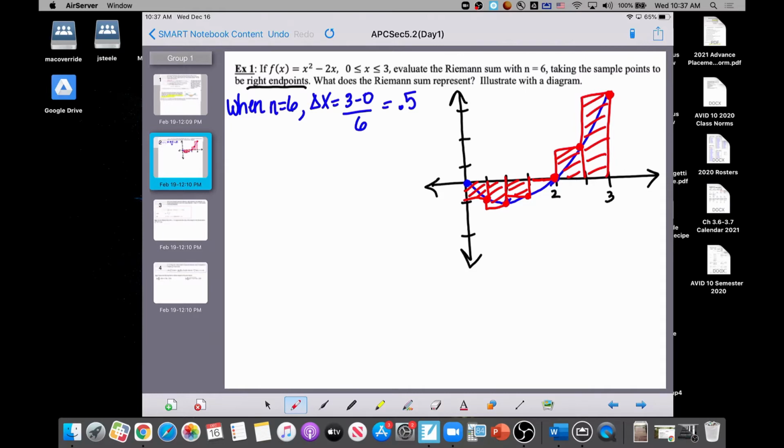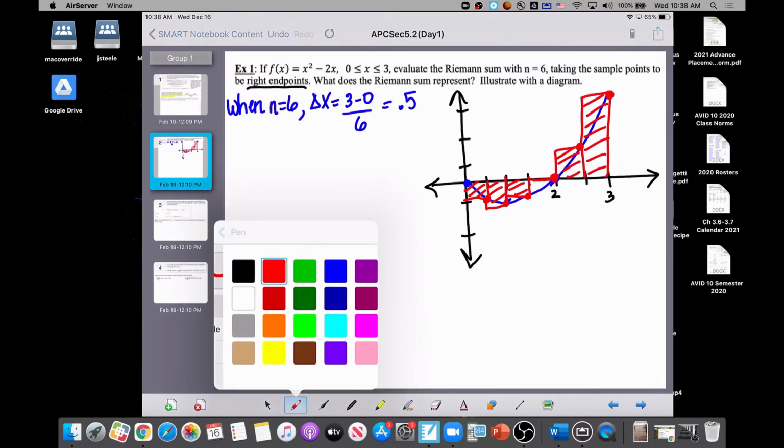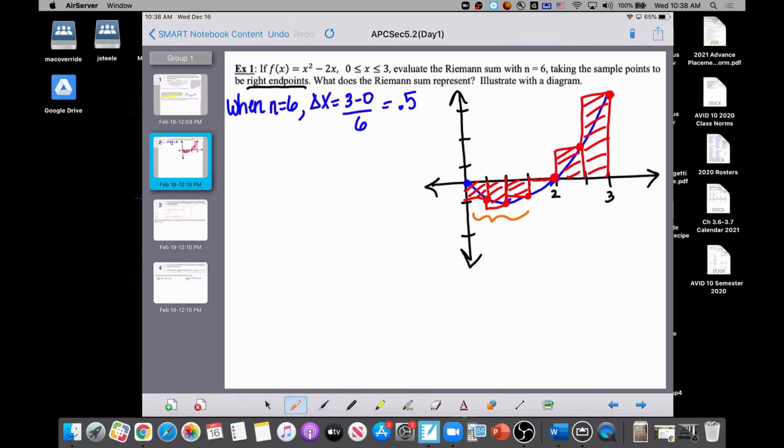And so the 3 rectangles right here, this area is negative because they are below the x-axis. And then these 2 rectangles right here, area is positive because they are above the x-axis. And our interval boundaries obviously are going to be at 0.5, 1, 1.5, 2, 2.5, and 3, because those are the right endpoints of our rectangles.